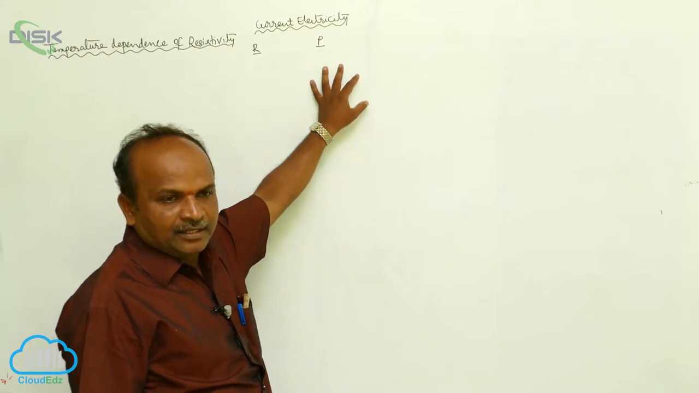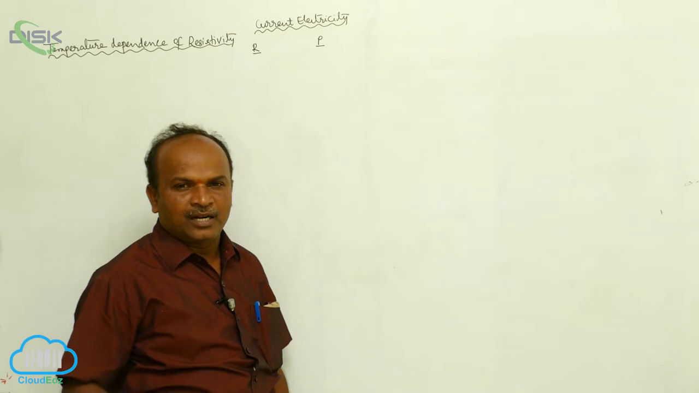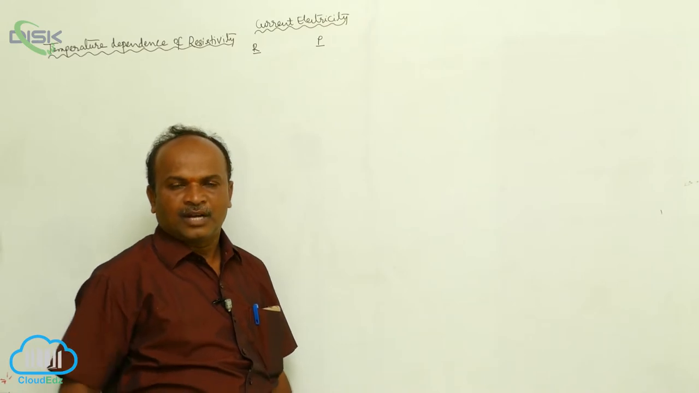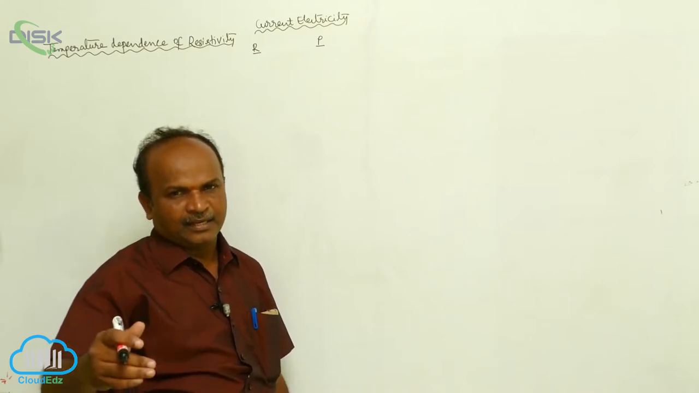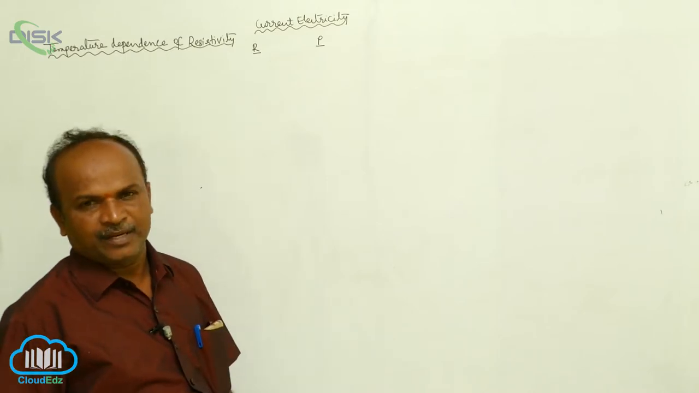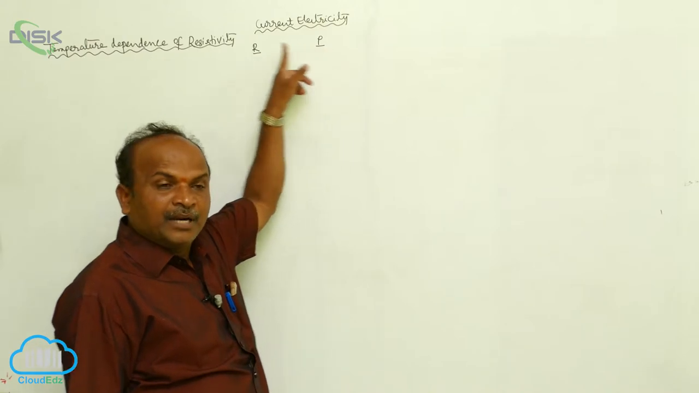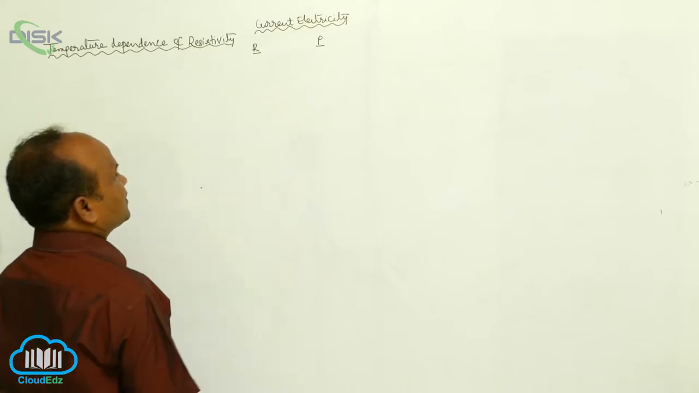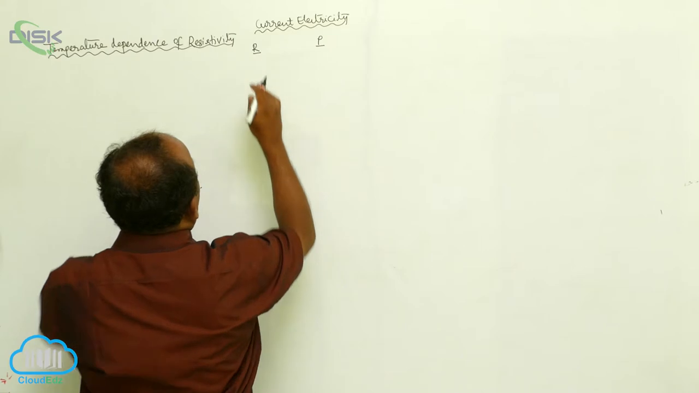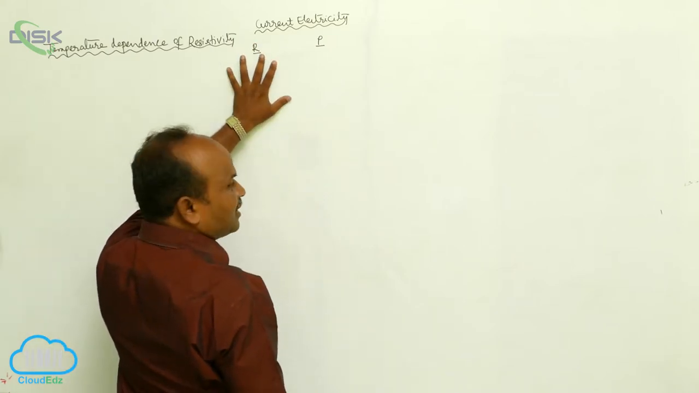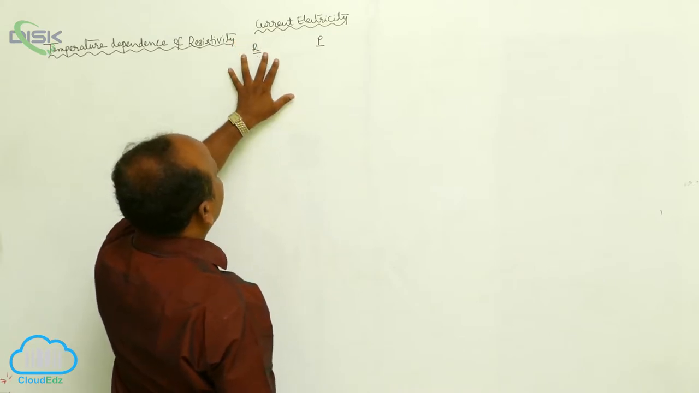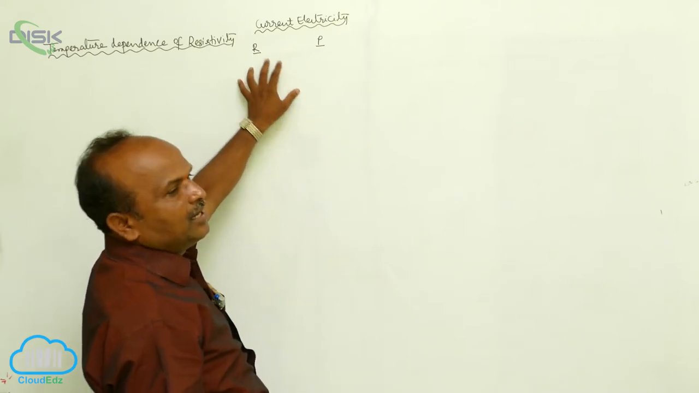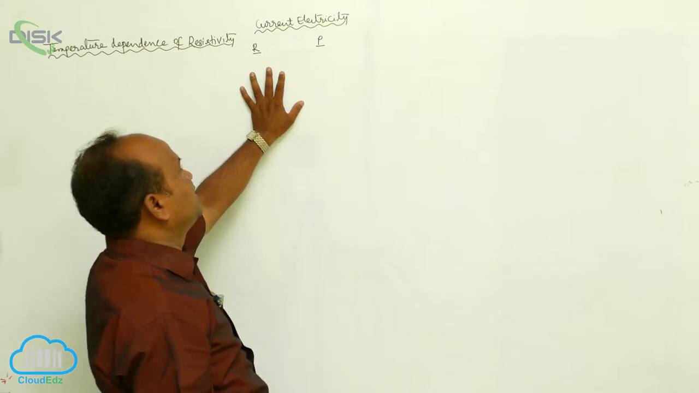Suppose let us consider a conductor: copper plate, copper wire, copper block. These three are made of the same material, copper, so resistivity is the same. But these three are different specimens, so resistances are different. Resistance depends upon length, cross-sectional area, geometrical arrangement, temperature, and also the nature of the material.